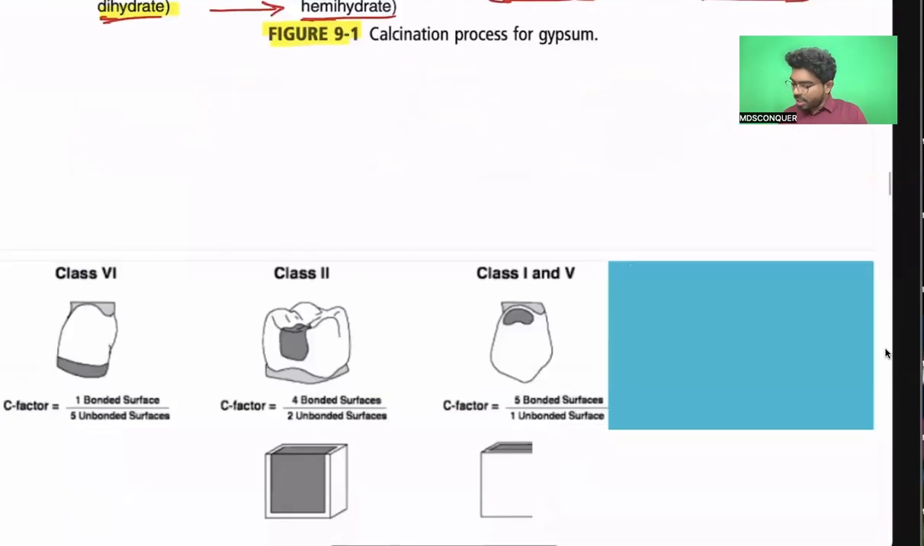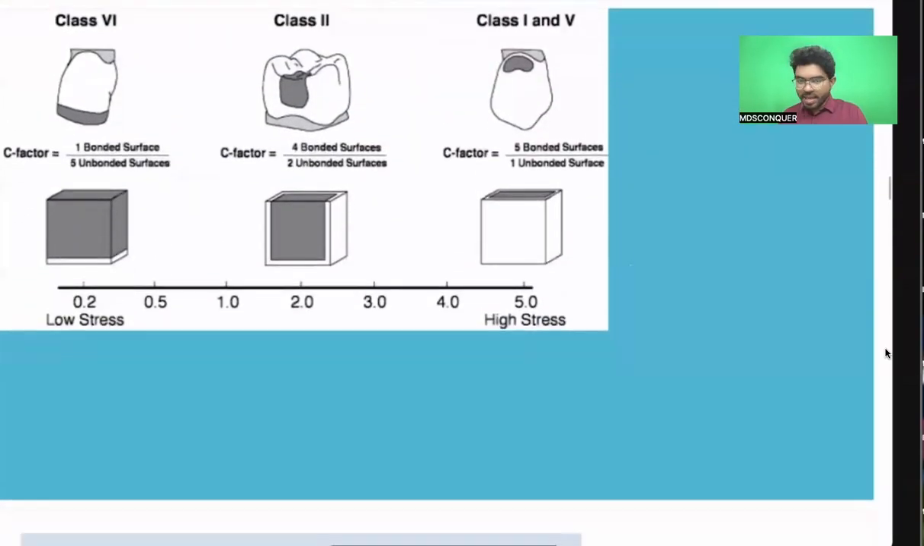The next one, I'll be going with the concepts of C factor. A little bit of controversy there. I'll be discussing the controversy also. First and foremost, I want you guys to tell me the formula of C factor. So what is the formula of C factor? It is number of bonded surfaces by number of unbonded surfaces.